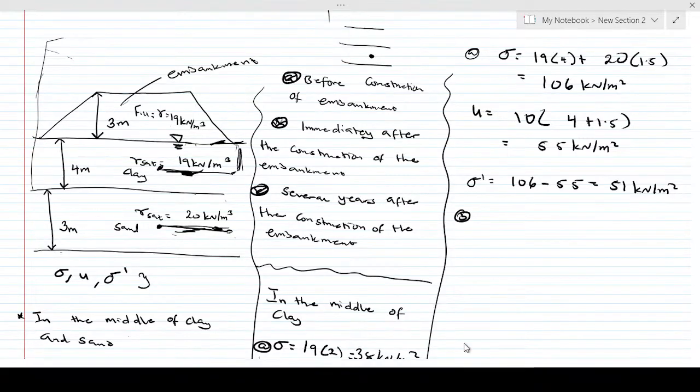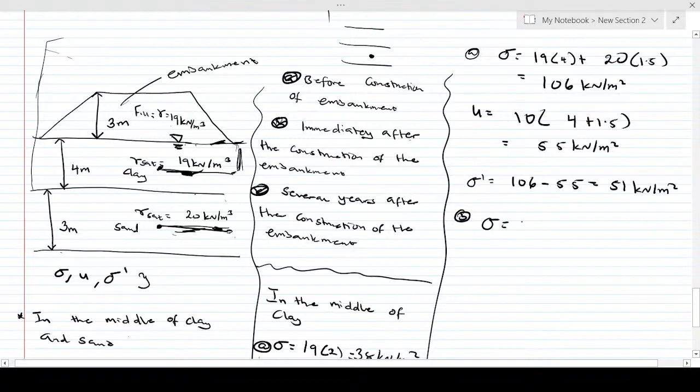We are going to consider the embankment being present. So again, under the same conditions for the construction immediately, the total stress is quickly going to start from that of the fill.